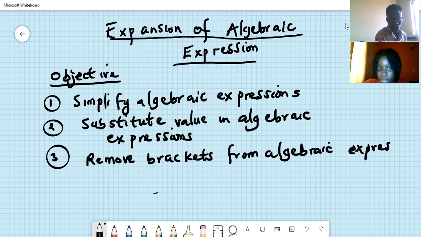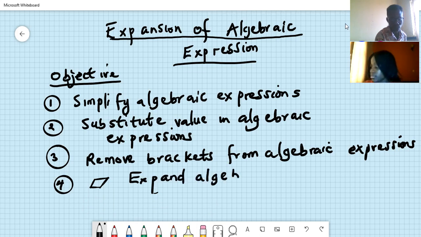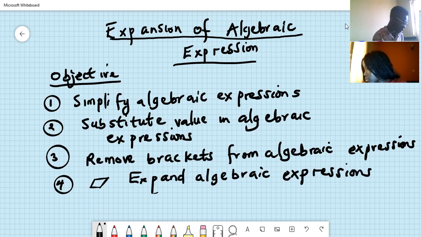Expressions. And lastly, expand. All right, so I just made a mistake here, right? So you need to definitely expand algebraic expressions. Okay, so that's just the basic anyway. That's the basics. Fundamentals.